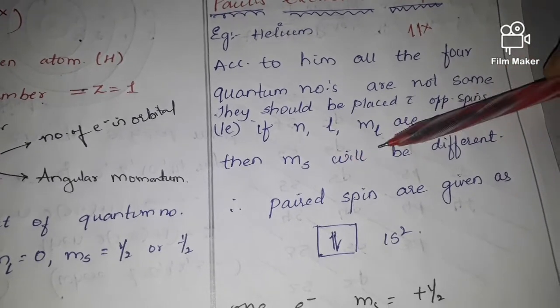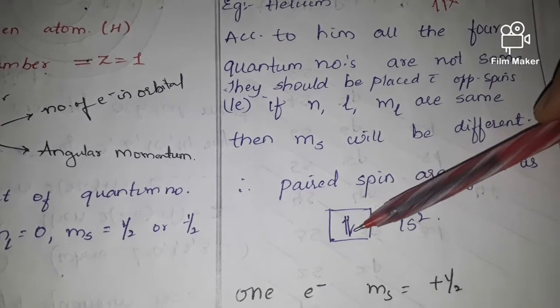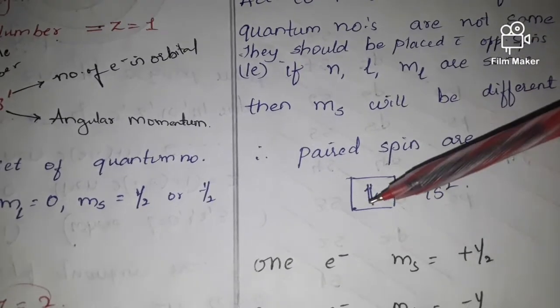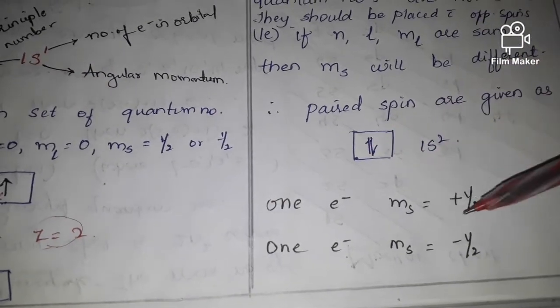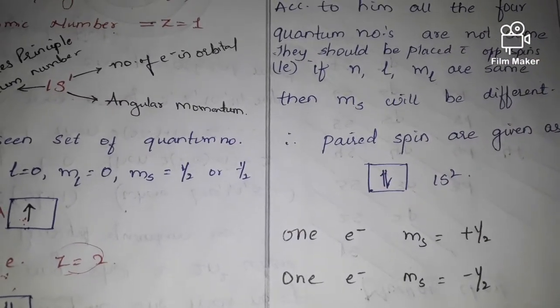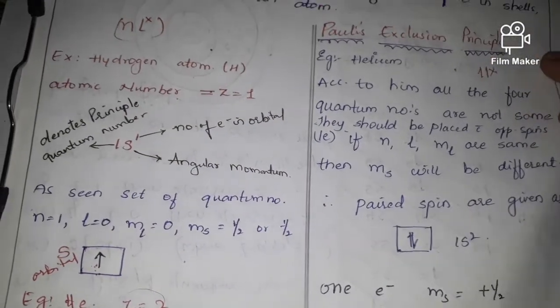Therefore paired spins are given as two different, opposite signs. One will be plus half, one will be minus half. Here we have 2 electrons, so one electron is plus half and another electron is minus half. I hope you have all understood well till here.